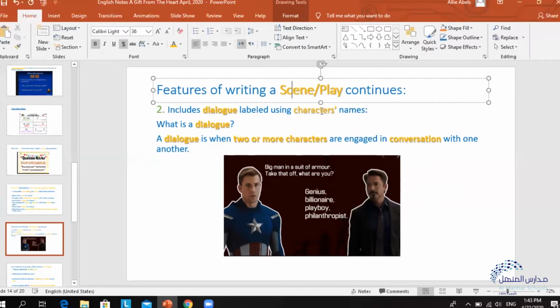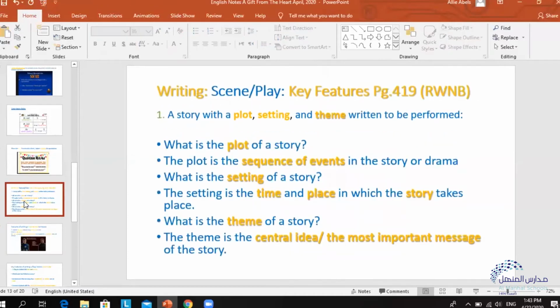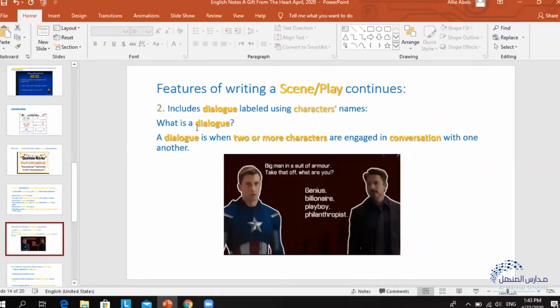So the first point that we need to have when we write a play is that we have to write a story that includes a plot, a setting, and a theme. And secondly, there have to be characters in your story, and there has to be a dialogue, a conversation, talking happening between the characters.